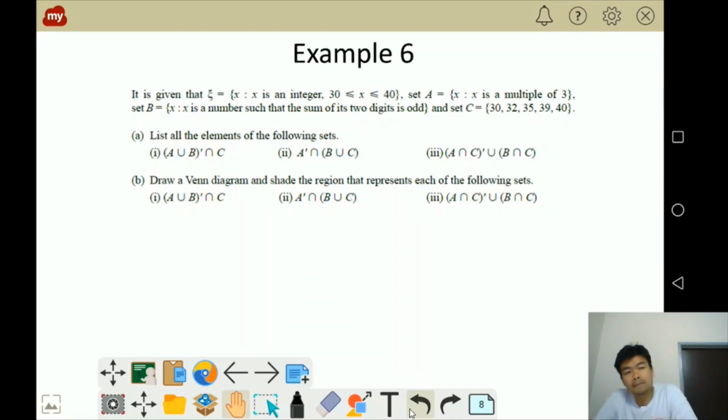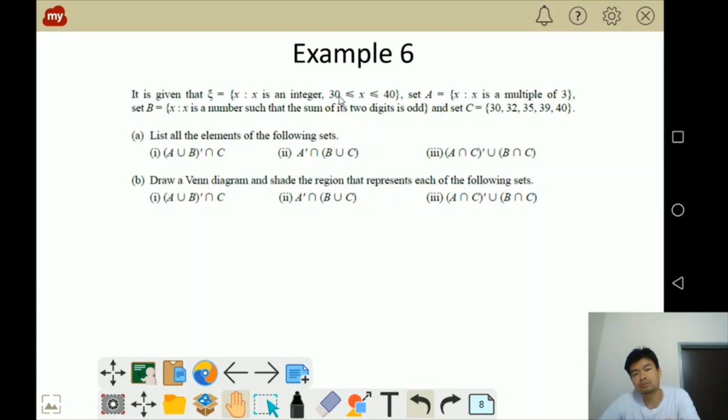Right, next example. It is given that universal set x is an integer between 30 and 40 inclusive. Set A, x is a multiple of 3. Set B, x is a number such that the sum of its two digits is odd. Set C, 30, 32, 35, 39, and 40. List all the elements of the following sets.